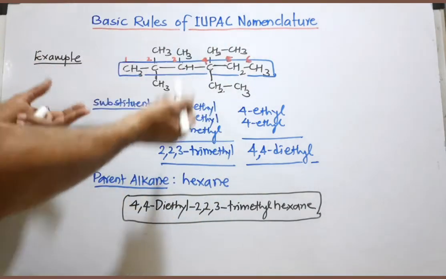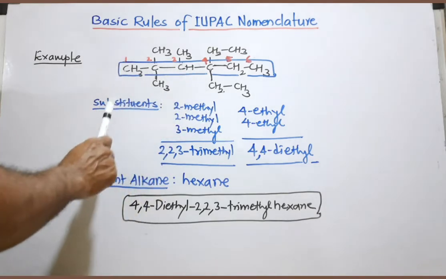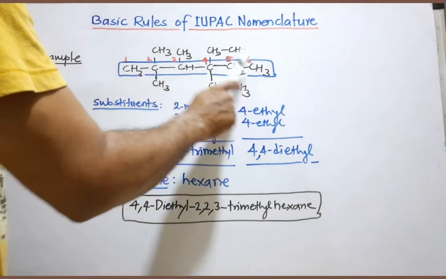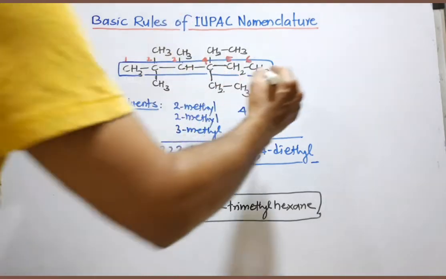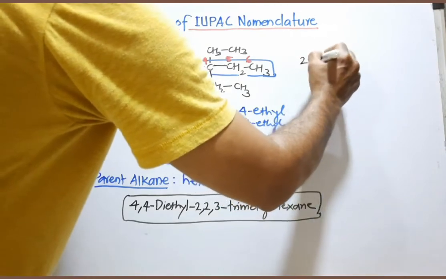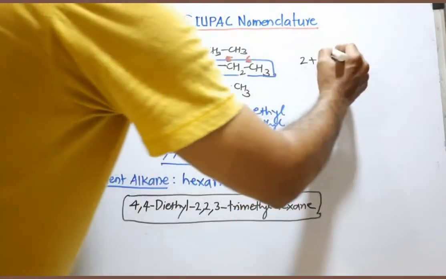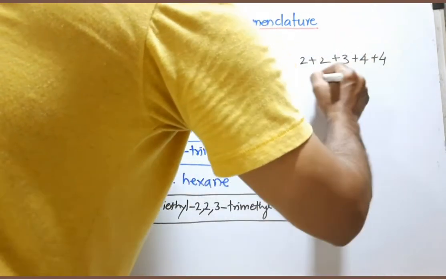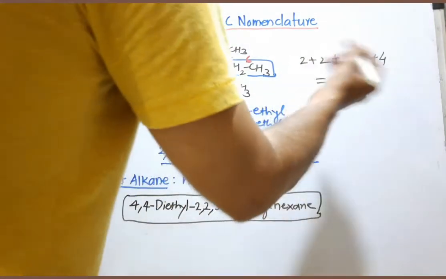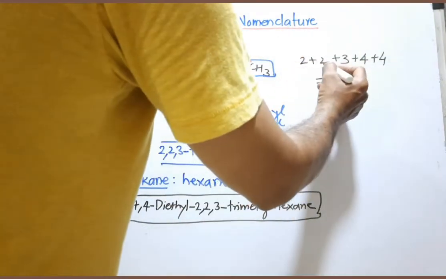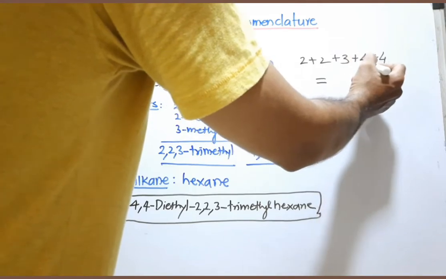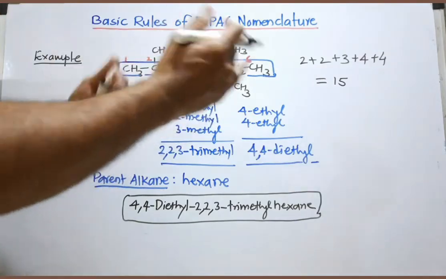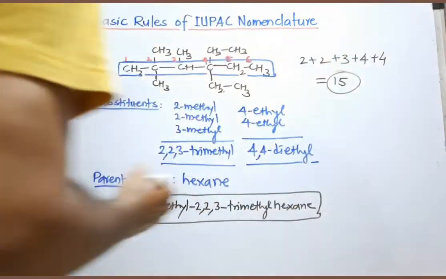After that, you find out all substituents, and then I have to provide numbers. If I start numbering from here, 1, 2, 3, 4, 5, 6, then you can add the locants of all substituents together. So 2 plus 2, because there are 2 substituents there. The third substituent is here, and at the fourth carbon there are 2 substituents. This is the way you can find the correct numbering. 2 plus 2, 4. 4 plus 3, 7. 7 plus 4, 11. And 11 plus 4, this is 15. So if you add the locant numbers together, that value comes to 15.